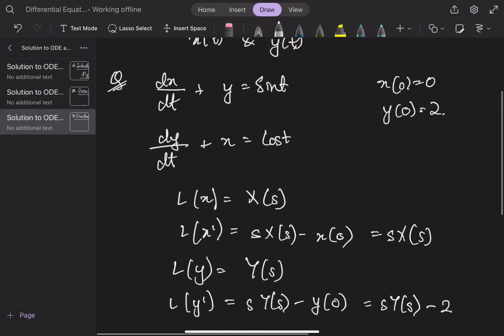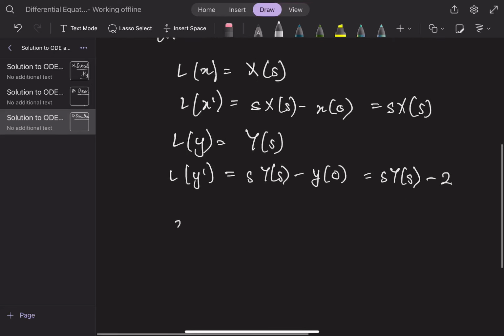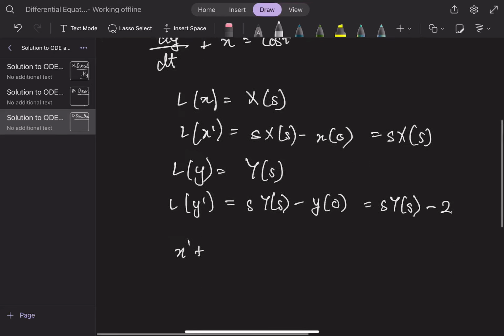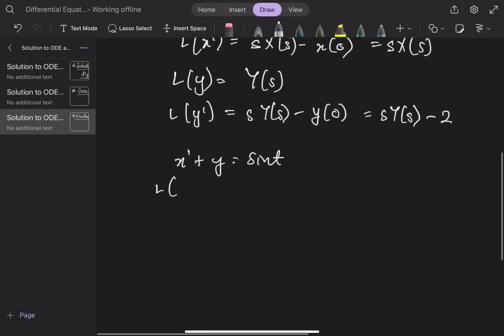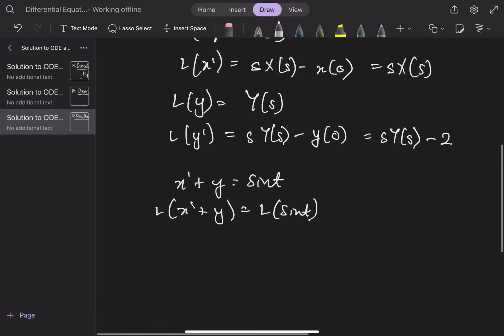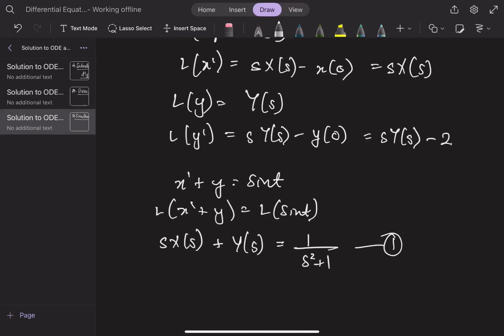So now let's look at these equations. Your first equation given to you is x' plus y is sin t. Let's take Laplace on both sides. So Laplace of x' is sX(s) plus Laplace of y is Y(s). Laplace of sin t is 1 upon s square plus 1. So this is equation 1.